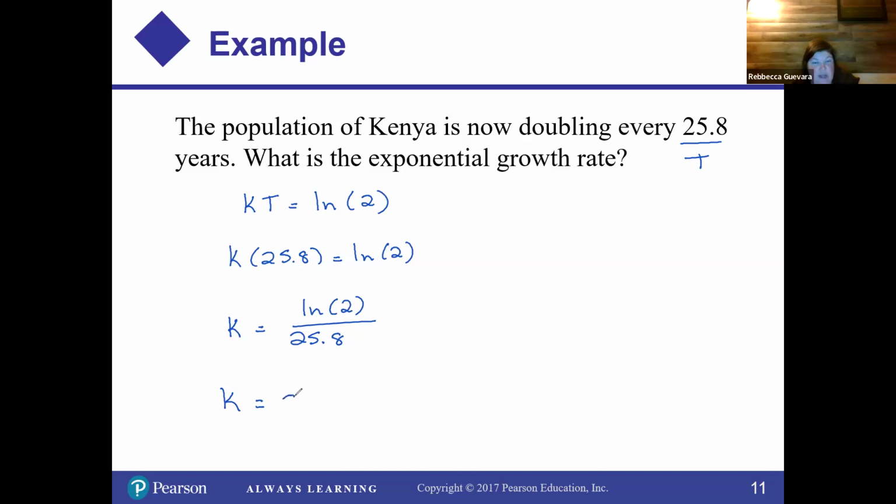And what we get here is the growth rate, the exponential growth rate, is 0.0, let's say 269. So the population of Kenya every year is basically growing by 3.69%. Let me fix that. 2.69%.